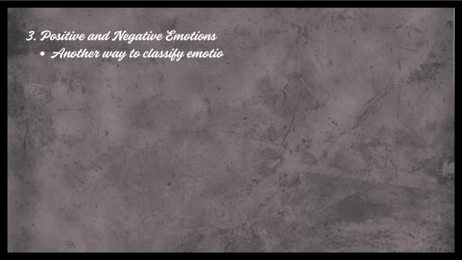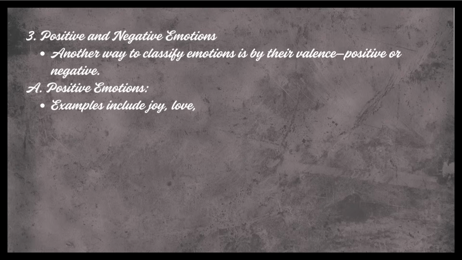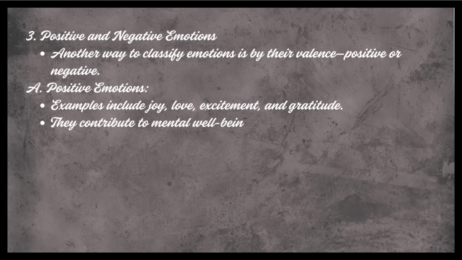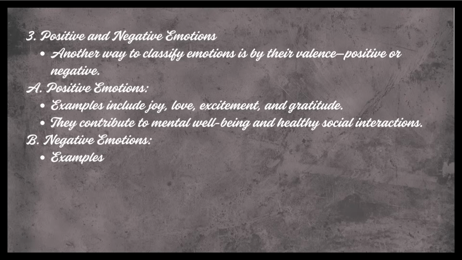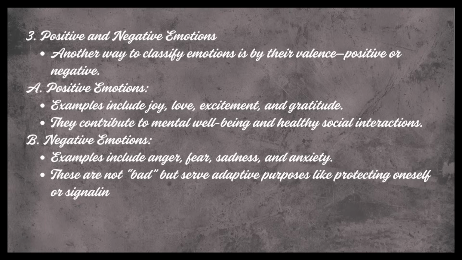Positive and negative emotions. Another way to classify emotions is by their valence, positive or negative. A. Positive emotions. Examples include joy, love, excitement, and gratitude. They contribute to mental well-being and healthy social interactions. B. Negative emotions. Examples include anger, fear, sadness, and anxiety. These are not bad, but serve adaptive purposes like protecting oneself or signaling a problem.